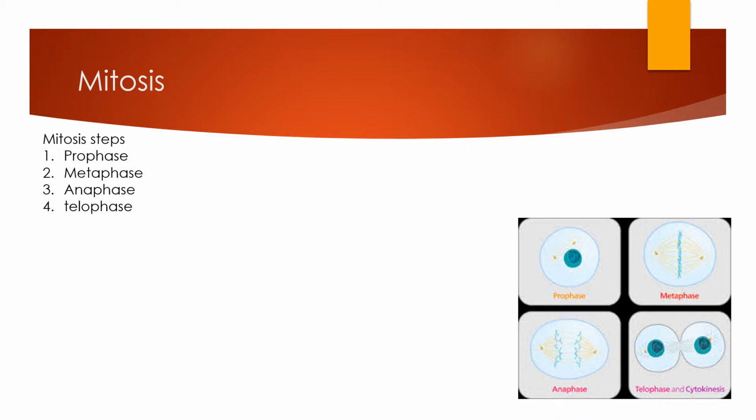Telophase causes the chromosomes to unite, the nuclear envelope reforms, and cytokinesis occurs, which I explained earlier, with the cytoplasm dividing as well.